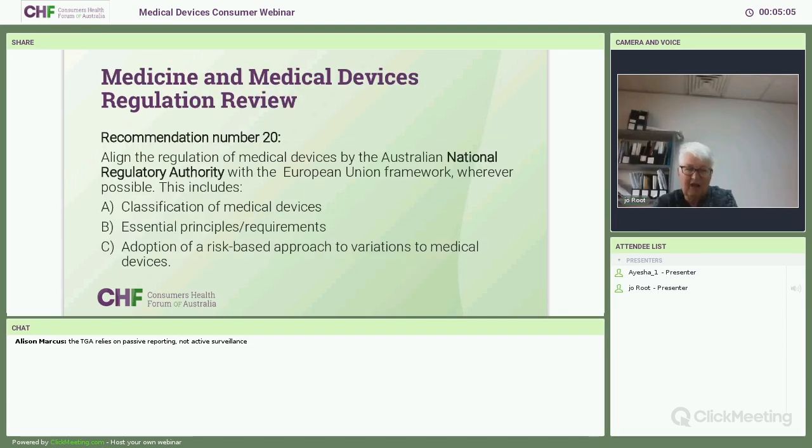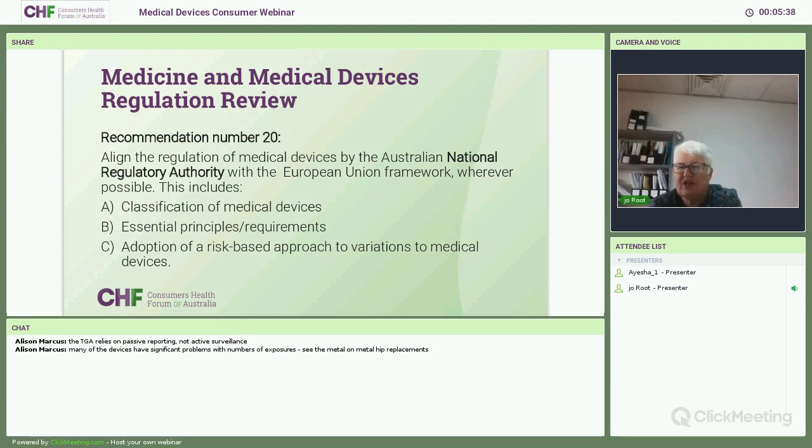In 2014 actually, government introduced a medicine and medical device regulation review, which was a national review to look at medicine and medical device regulation and to see how the regulations could be updated to ensure safe quality and to look at the level of regulation. This review went on for some time. It was headed up by Professor Lloyd Sansom.